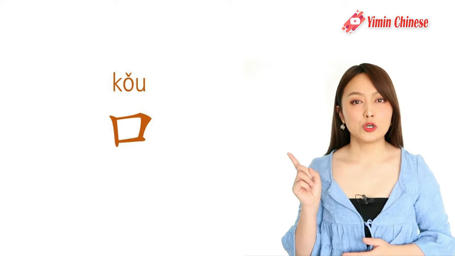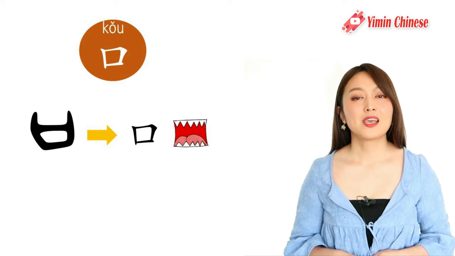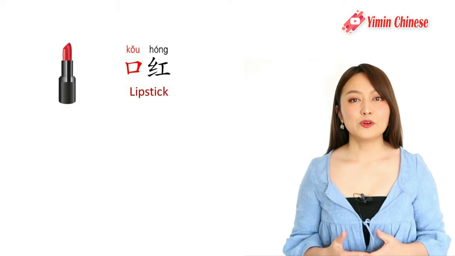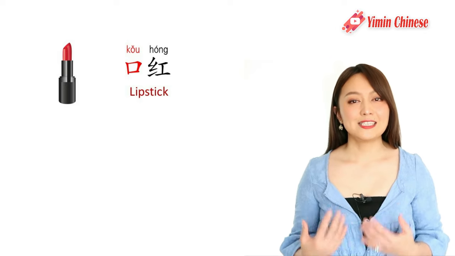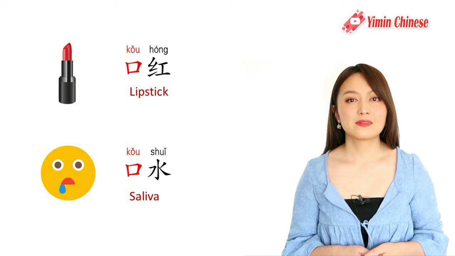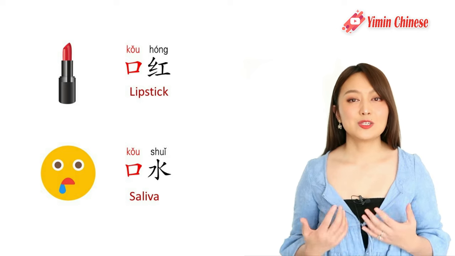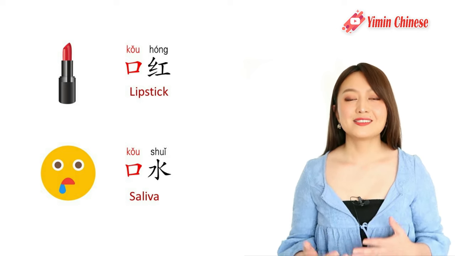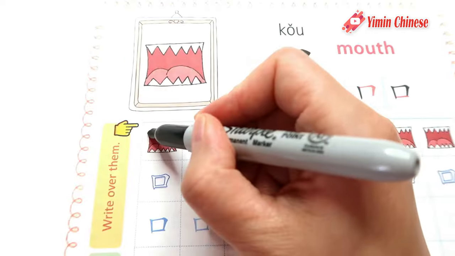Okay, next one, 口. What do you think it means? It means mouth. The original, it looked like this, drawn the shape of a mouth. Nowadays, it looks like this, no big change. For example, 口红, lipstick, mouth red. Or 口水. 口 is mouth, 水 means water or liquid. So 口水, saliva. Now let's write the character.